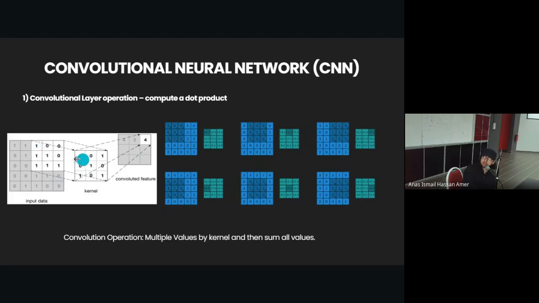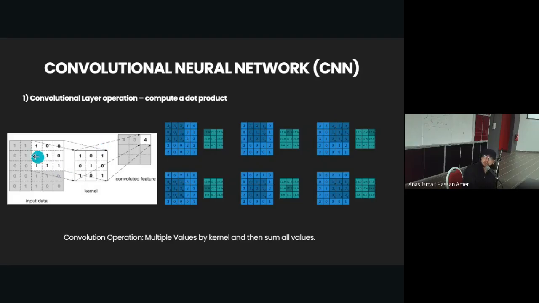So in this case, 1 multiplied by 1, 0 multiplied by 0, 1 multiplied by 0, and so on. And then once you have all these multiplications, you add all of them. You get the sum of these multiplications. This is basically the convolution operation.